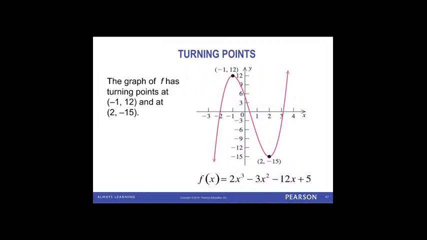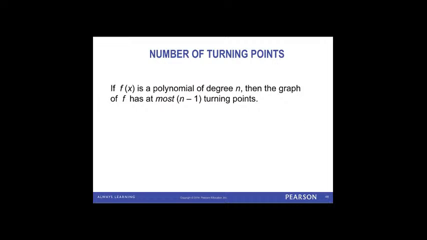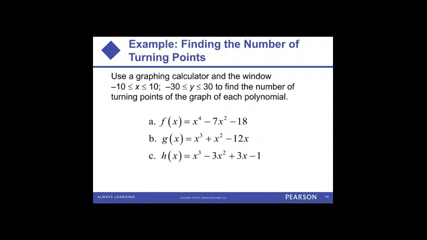If f of x is a polynomial of degree n, then the graph of f has at most n minus 1 turning points. So, given the degree of a polynomial, we have at most n zeros, and at most n minus 1 turning points, right? So we're going to use a graphing calculator in this window to find the number of turning points of the graph of each of these. Okay.